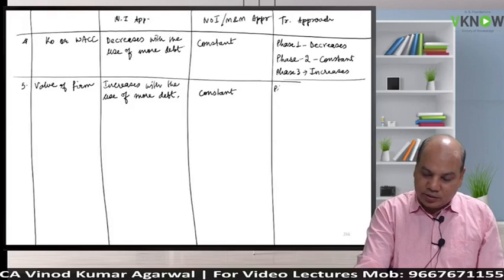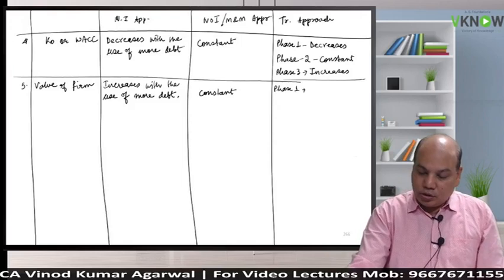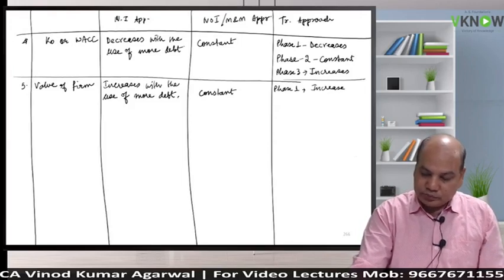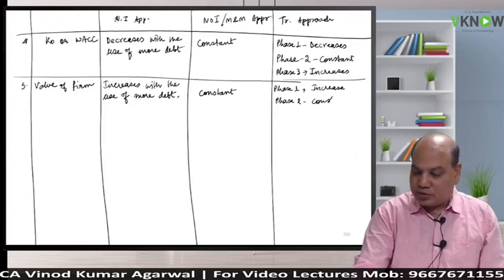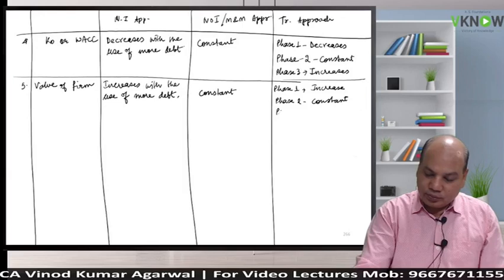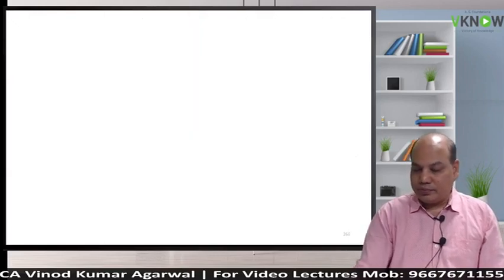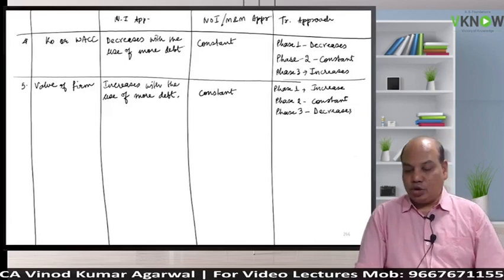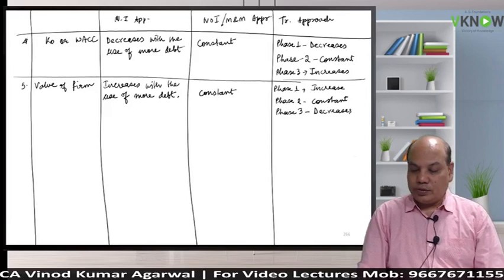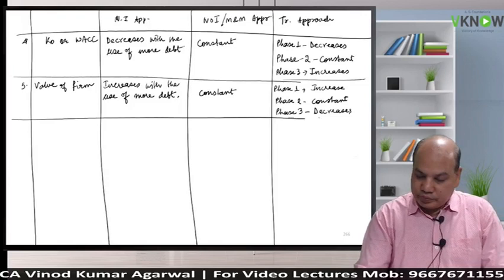And what happens in traditional approach? Phase 1, value of the firm will increase. Exactly the reverse of the fourth point, value of the firm remains constant in phase 2, and in phase 3 the value of the firm will start decreasing. If you use more debt, KO will rise. If KO rises, value of the firm will fall. Is it right?